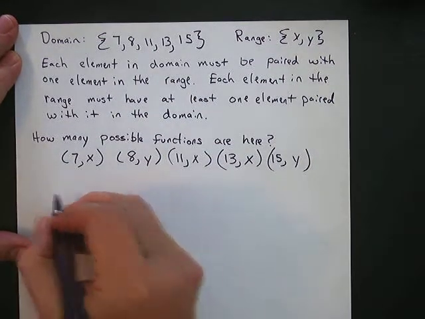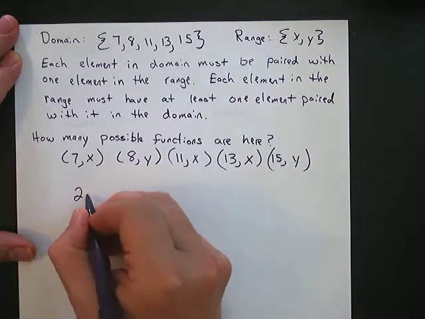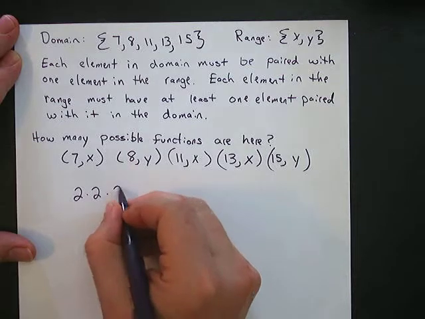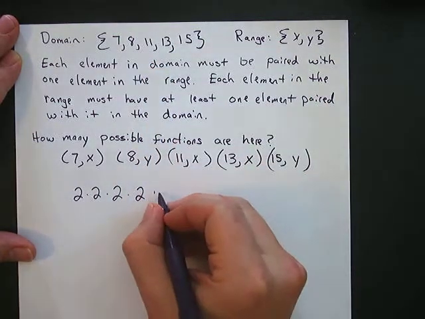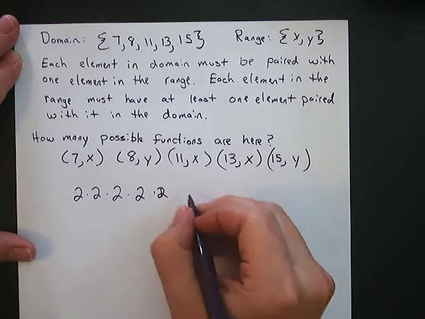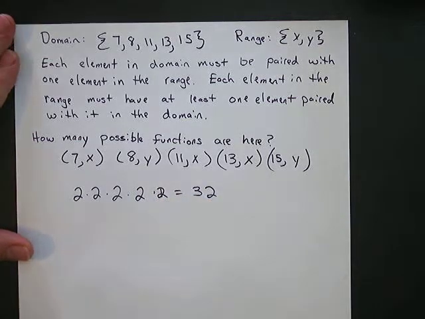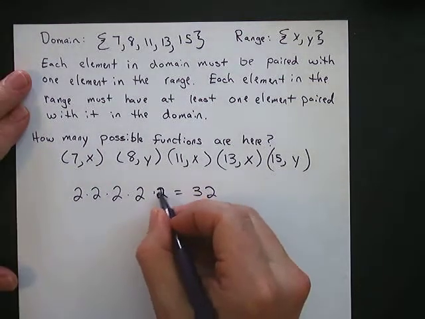So we'll say that our possible functions are equal to, for the 7 there's 2 choices, for the 8 there's 2 choices, for the 11 there's 2 choices, for the 13 there's 2 choices, and for the 15 there's 2 choices. So 4 times 4 is 16, so this is 32 possibilities. Now this is not quite our answer.